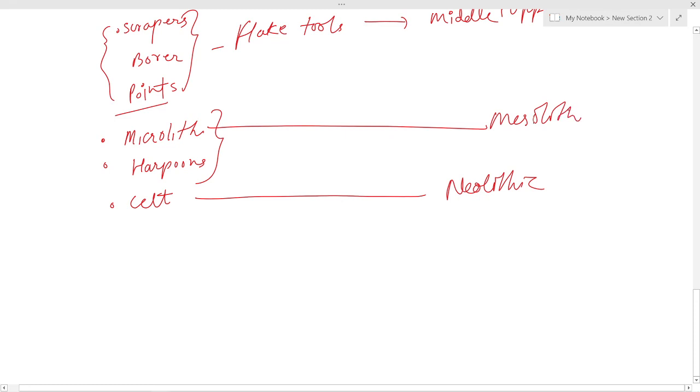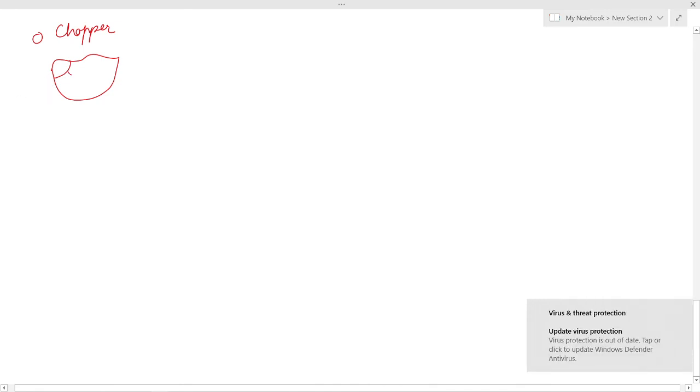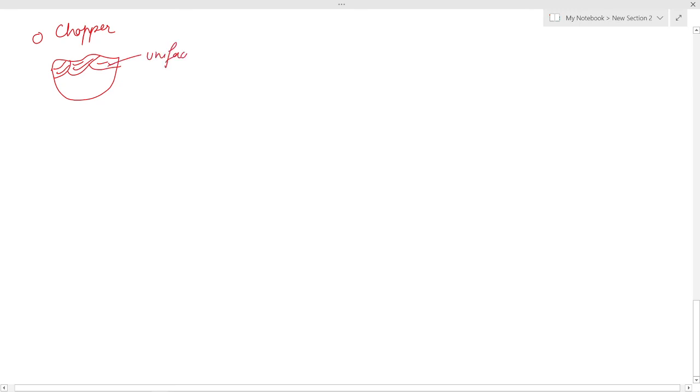Now we will discuss each one of them separately and we'll draw the diagrams for most of them. So we'll start with the chopper. A chopper is simply a stone core, with an area which was used for the purpose of chopping. This is unifacial, meaning only one side is used for chopping, and the other side is used for holding. This was the tool practiced in the Paleolithic.